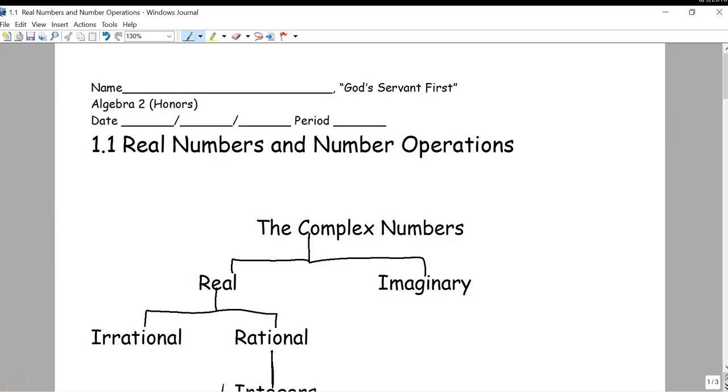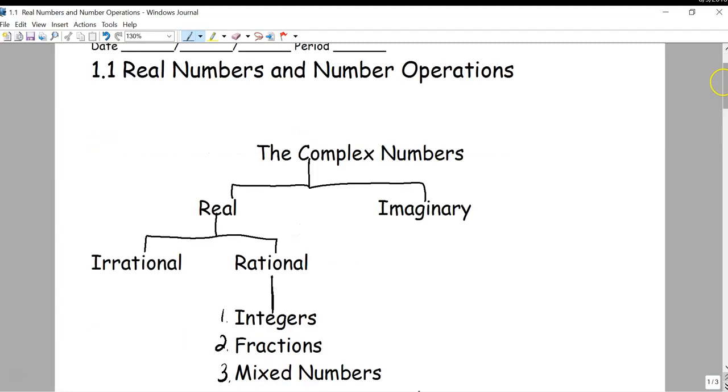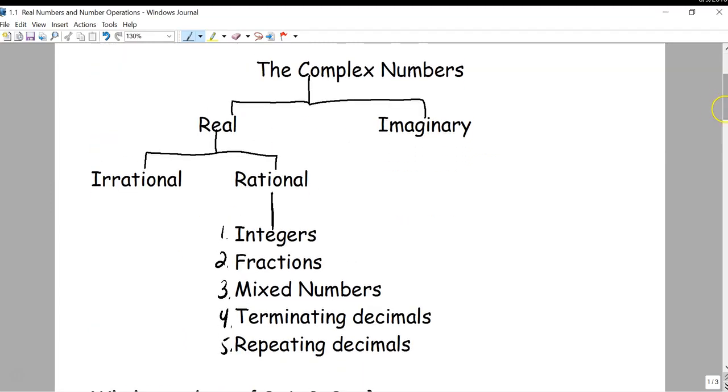I'm going to talk to you today a little bit about numbers, something that we should already know a little bit about, but I'm just going to refresh your memory. The set of complex numbers consists of two groups, one called the real numbers and the second called the imaginary numbers. We already know all about the real numbers, and you don't know anything about the imaginary numbers. That's going to be something for later on this year. So we're going to talk about the real numbers.